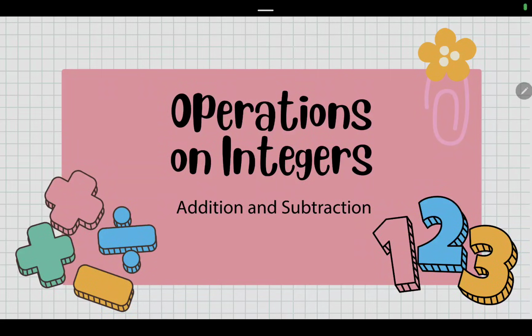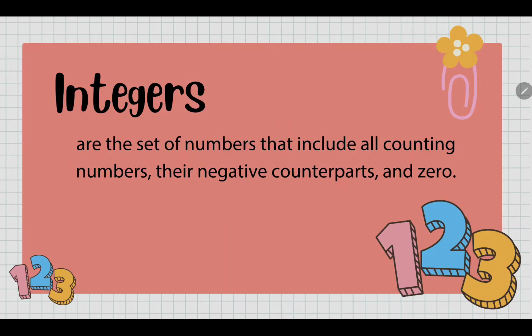Good day, everyone. Today we're diving into the fundamental rules for operations on integers, specifically focusing on addition and subtraction. Before we start operating, let's clearly define what an integer is. Now, integers are a set of numbers that include all counting numbers. That includes their negative counterparts as well as the number 0.